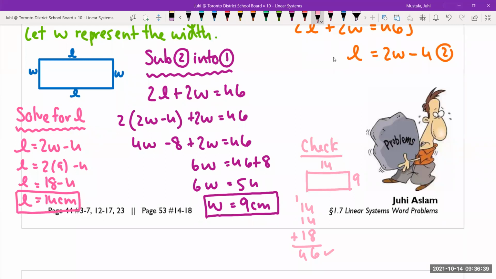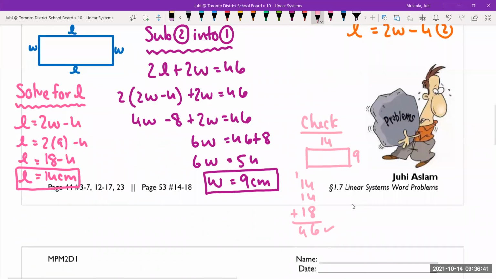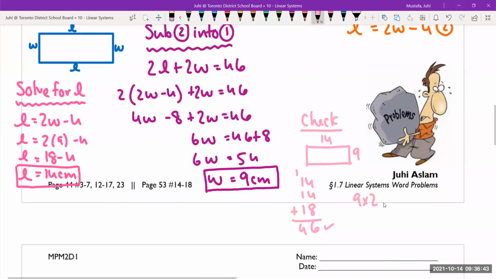The length is 4 centimeters less than twice the width. So twice the width is 9 times 2, which is 18. And is the length 4 centimeters less than 18? Yes, it is. So that makes sense to me as well. So just a logical check. The check is mostly for you to make sure it's right. And we're going to do a therefore statement.